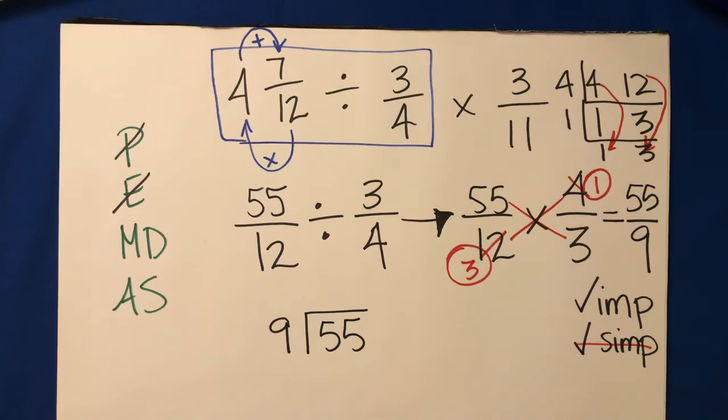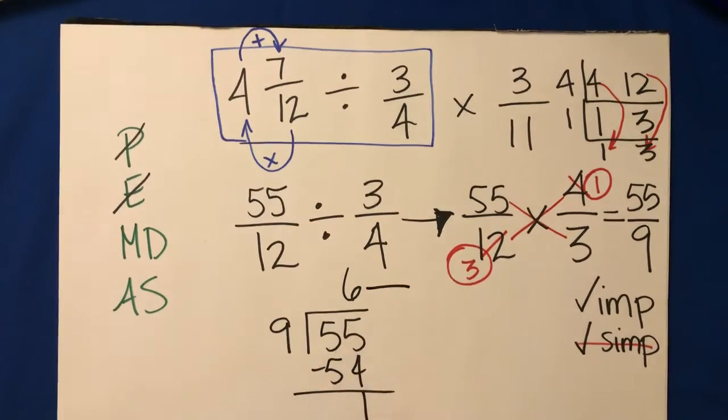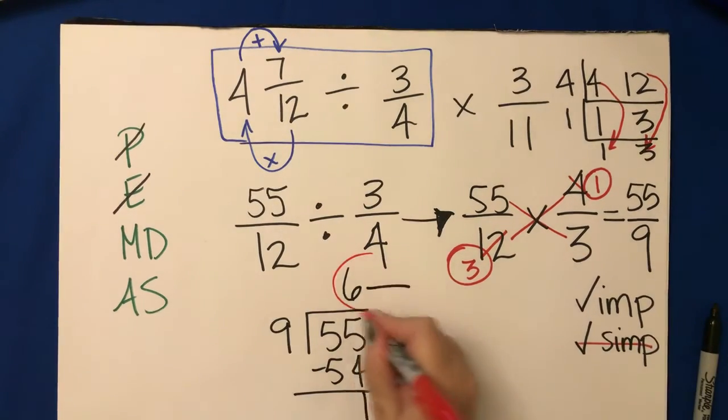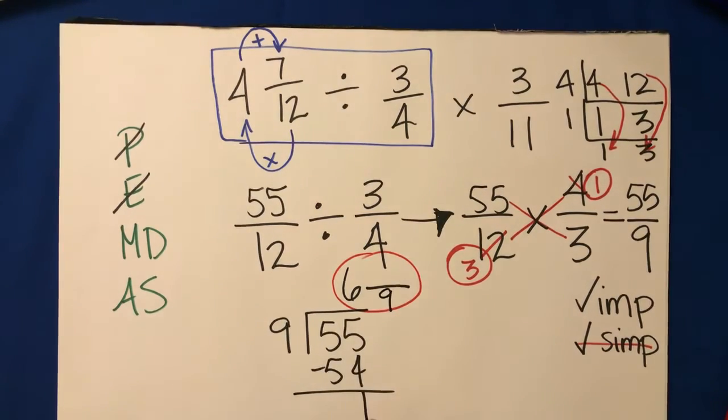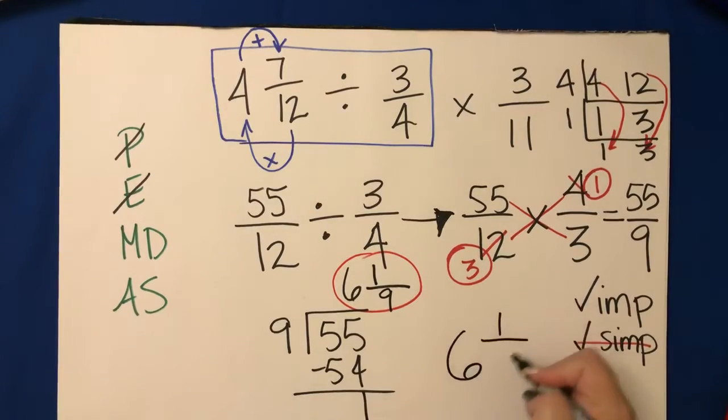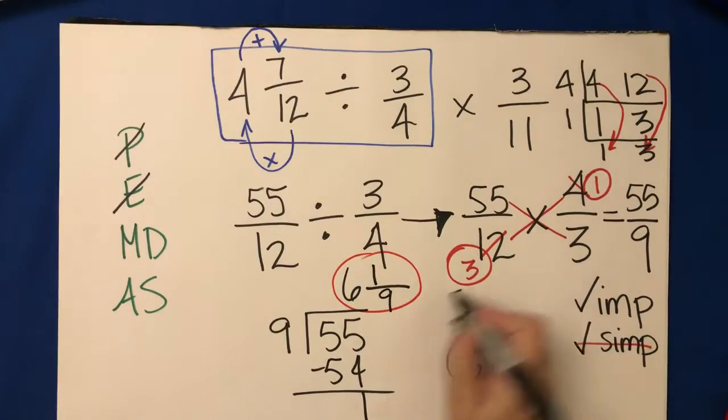Okay, I have a 6 1/9 so far. That makes sense to me because 6 times 9 I know is 54. And then when I subtract, there's 1 left over. I'm going to circle this to separate it here. And these are still ninths, and there's 1 left over. So if I put that up top, that brings me to a final answer of 6 1/9.